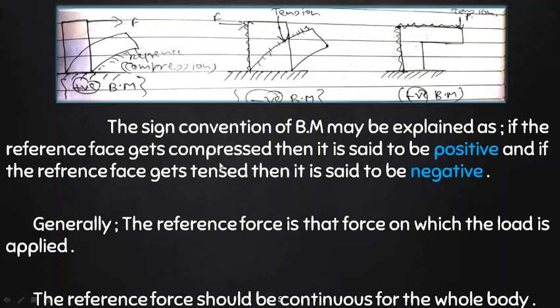The reference force should be continuous for the whole body. This force is also called reference force, and this reference force should be continuous for the whole body. What does it mean? It means this reference force is the same here, similarly the same here, same here, everywhere. This reference force is continuous for the whole body. Similarly for this one also.